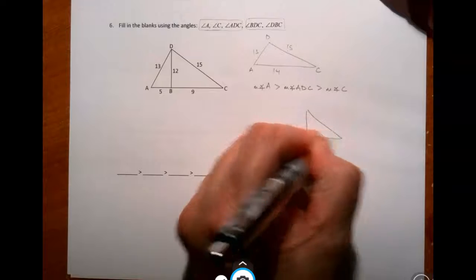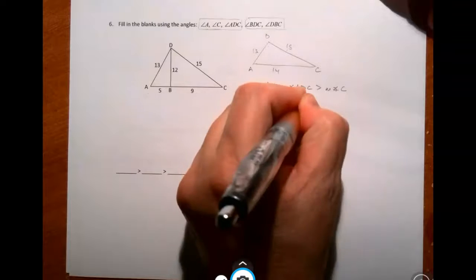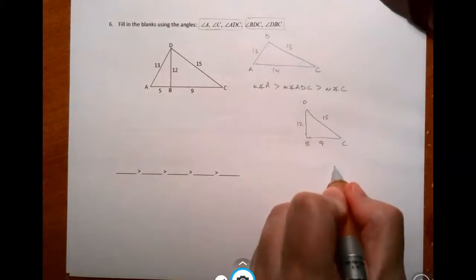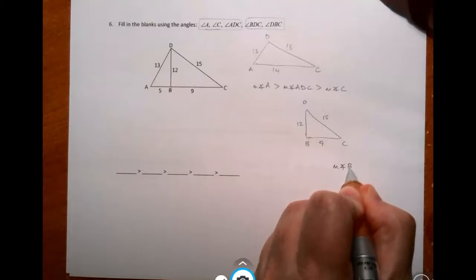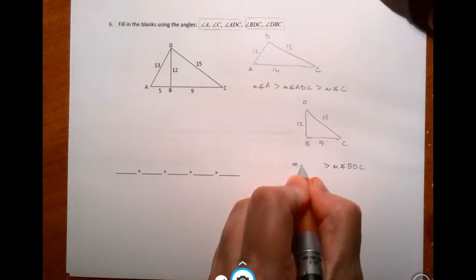And then I want to look at this triangle right here. That's going to allow me to get these in order. So this is 12 and 15 and 9. So we've got D, B, C. So now angle BDC, that's across from the smallest side. So I know that the measure of angle BDC is going to be the smallest one. And the measure of angle DBC is actually going to be the largest one in that triangle.